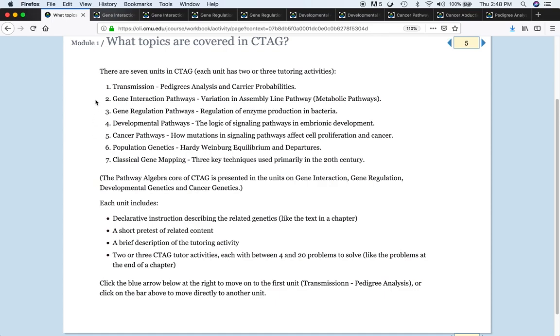Each of these units has 2 tutor lessons. A forward reasoning lesson, where you're predicting what's going to happen in a pathway if you know the underlying properties, and then a backward or experimental component where you're shown data and asked to run the pathway backward to determine what could have led to those observations.